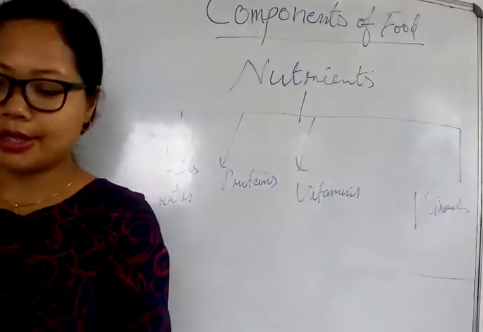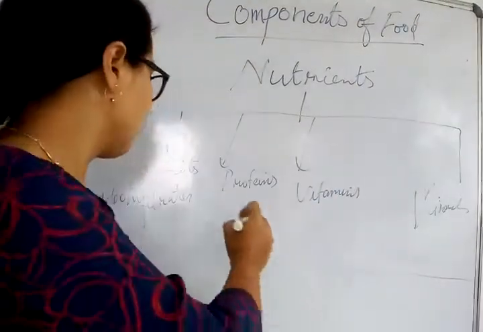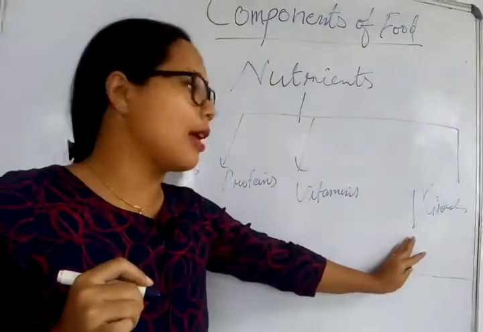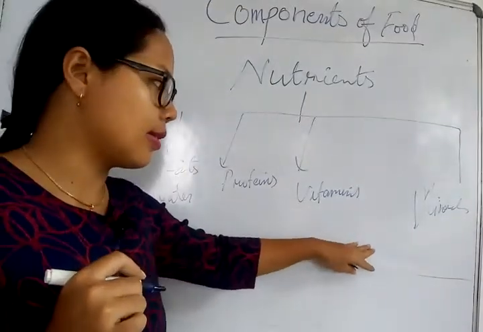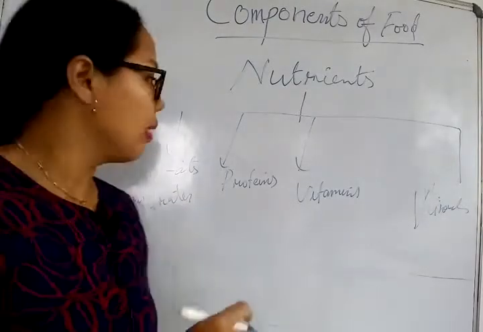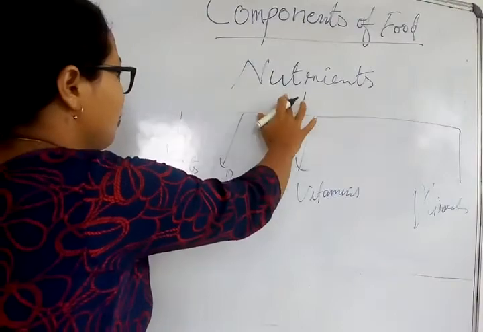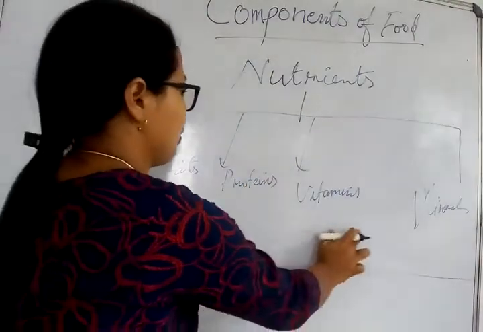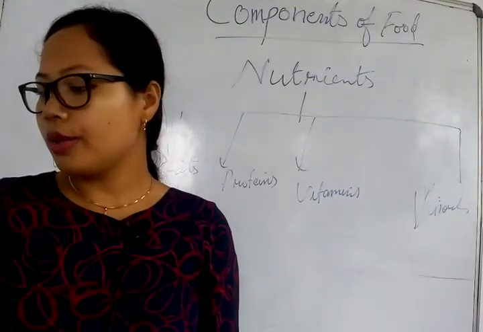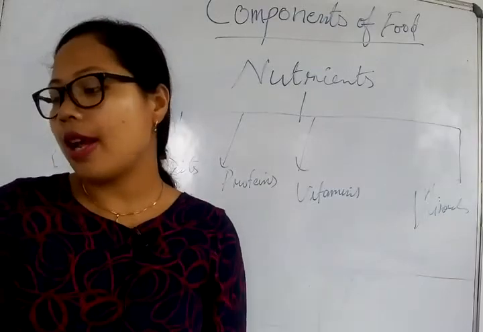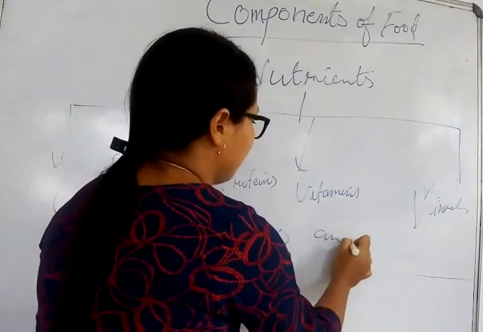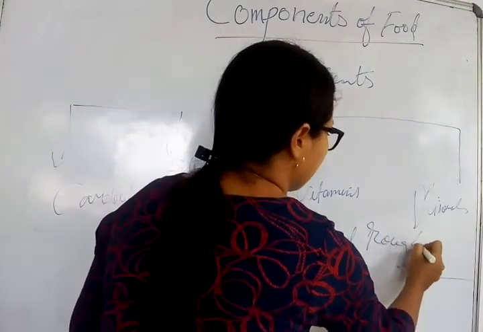Today we will be discussing carbohydrates, and fats, proteins, vitamins and minerals we will discuss in the following classes. Step by step we will go ahead. Apart from these five types of nutrients, we also need two things. What are they? They are water and roughage.